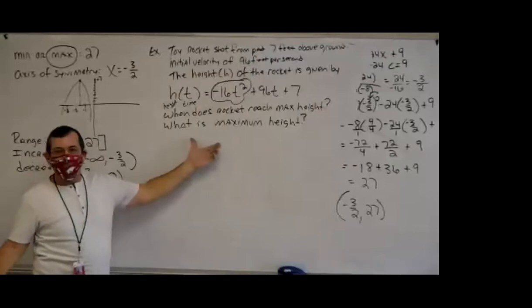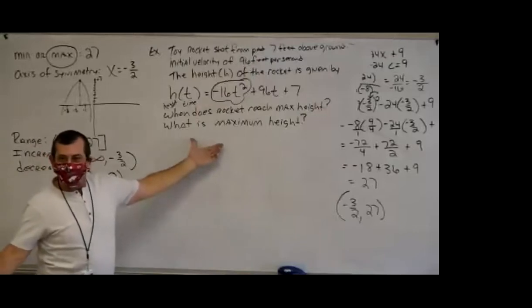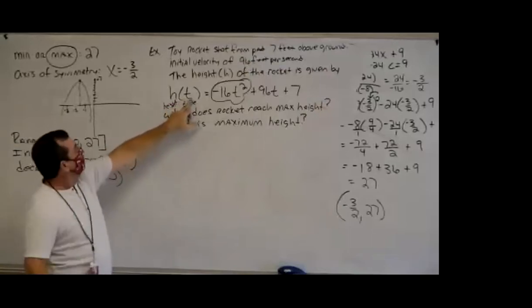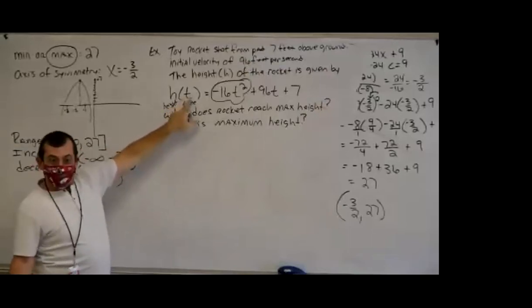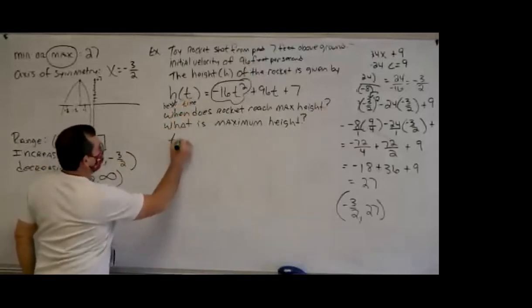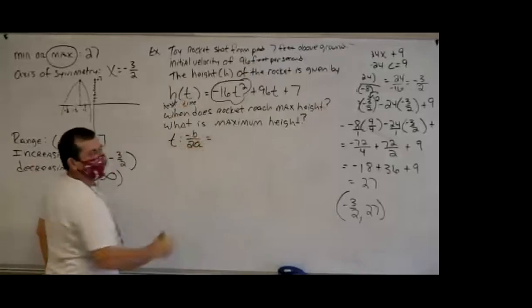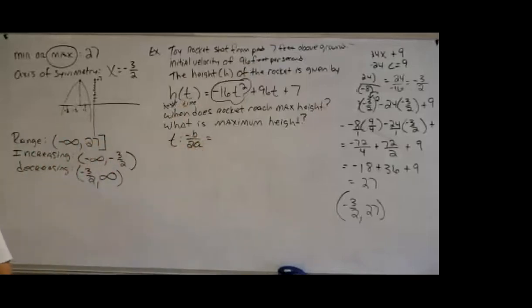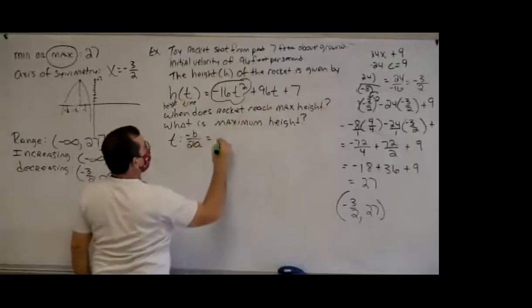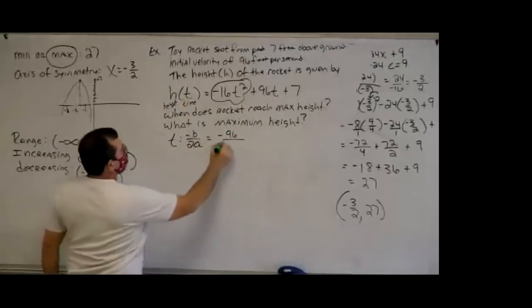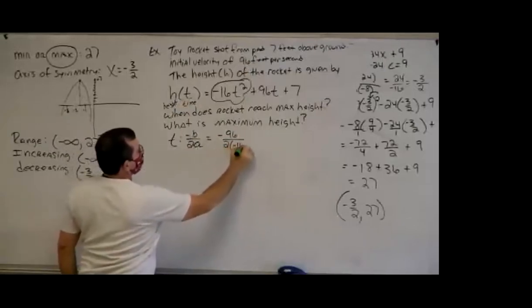So it looks like I need to use my buddy the vertex formula, okay? So the x coordinate for us will be the t coordinate, okay? So t will equal negative b over 2a. And then my y value with this will be the height, h, okay? So negative b, which is 96, so I got negative 96 over 2 times that negative 16.